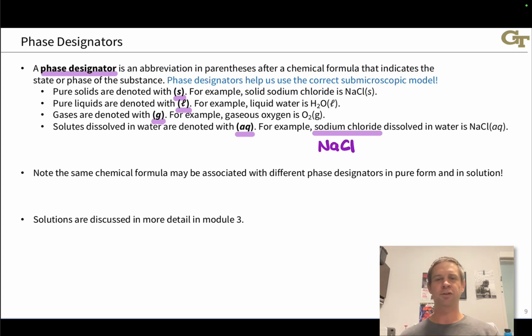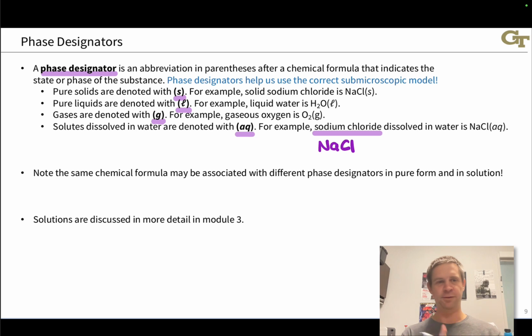When we take that and dissolve it in water, in fact, things look very different on the submicroscopic level than the solid ionic lattice we're now used to for solid sodium chloride. We're going to hold off on looking at that submicroscopic picture just for the moment, but we'll eventually connect this phase designator for the way a substance looks when it's dissolved in water.